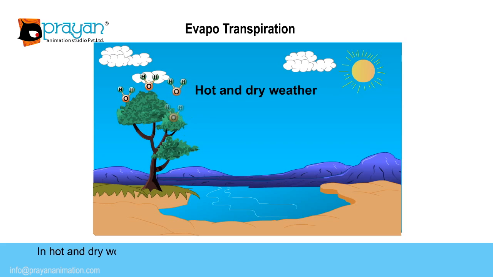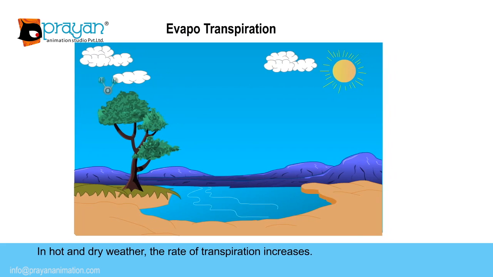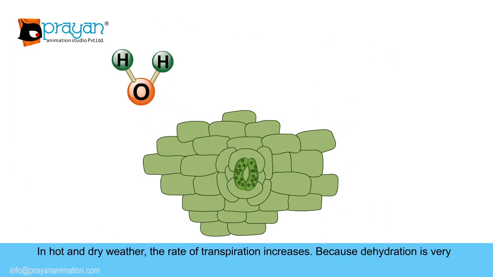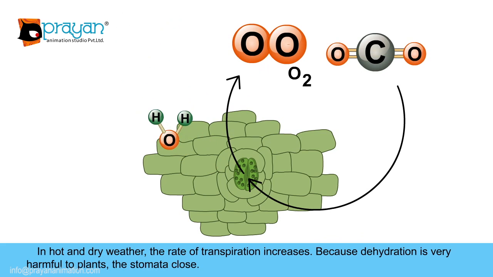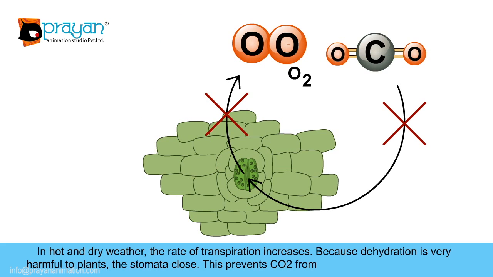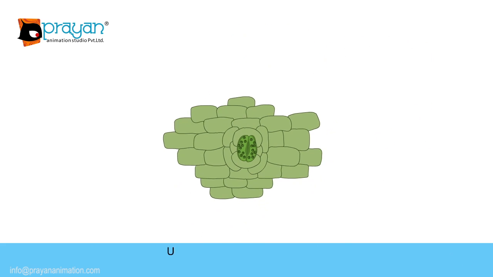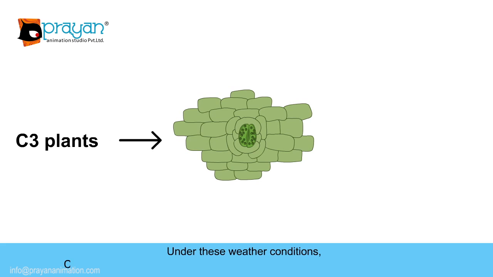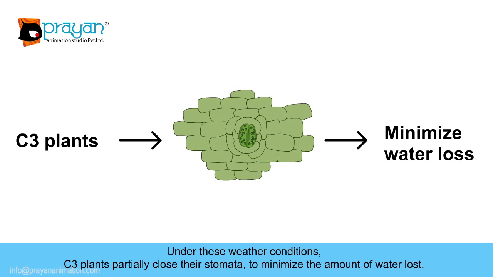In hot and dry weather, the rate of transpiration increases. Because dehydration is very harmful to plants, the stomata close. This prevents CO2 from entering and O2 from leaving. Under these weather conditions, C3 plants partially close their stomata to minimize the amount of water lost.